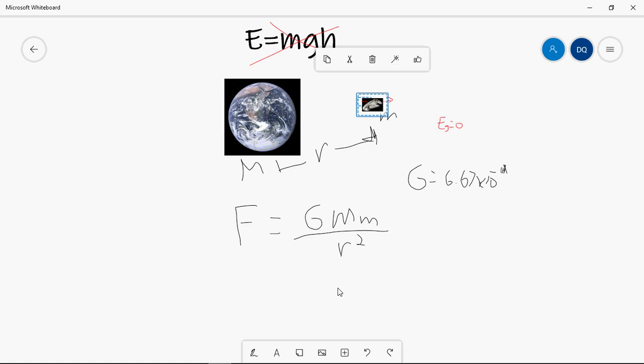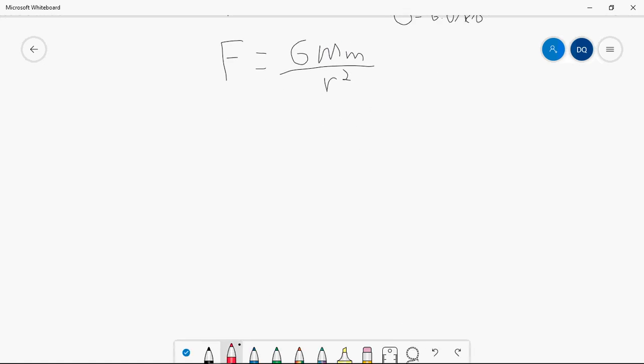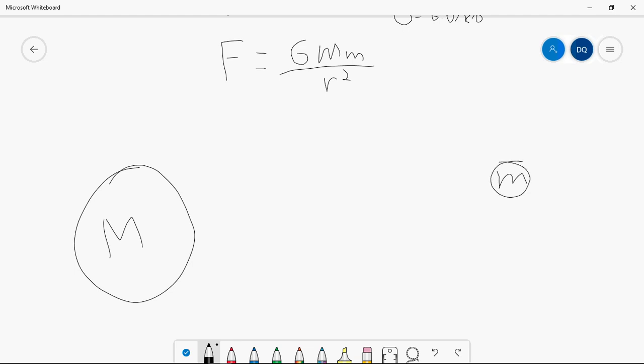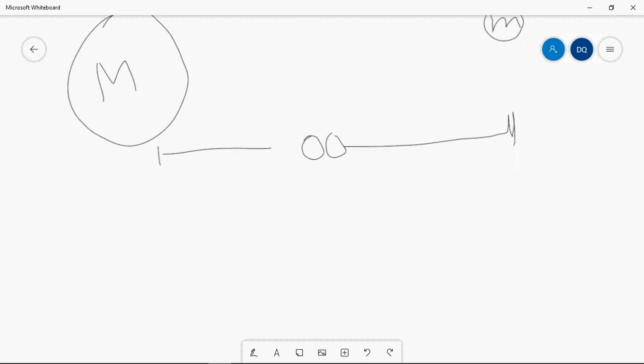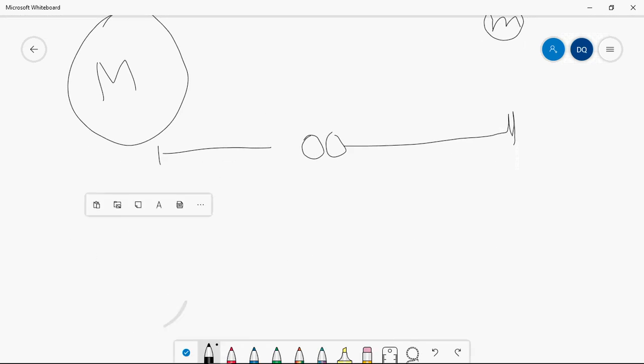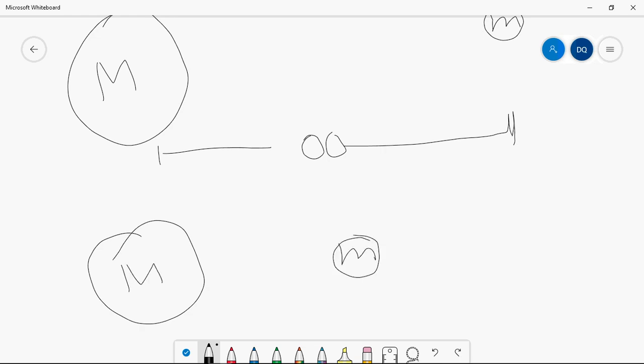Okay, so here's how we calculate this. So we have our large mass, and infinitely far away, we have our small mass. It's a distance that's infinite. And then we're going to look at the work that we must do as that mass makes its way towards the larger mass, to this distance r away.